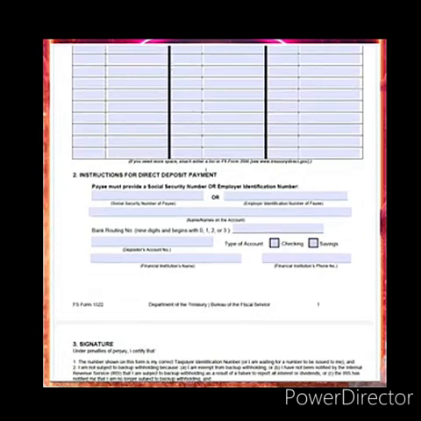Number 2, instructions for direct deposit payment. That seems very important. The payee must provide a Social Security number or employer identification number. Social Security number of payee or employer identification number of payee. So let's say you've got an LLC or a sole prop or something out there that's an EIN that you do business through, and you're paying certain statements, i.e. bonds. You could definitely use this for that same thing for an entity. The name or names on the account.